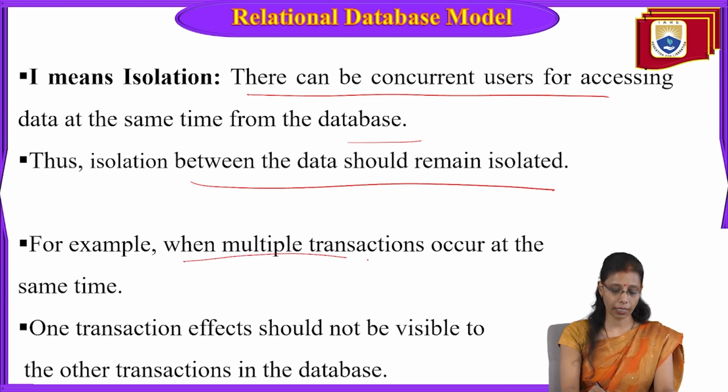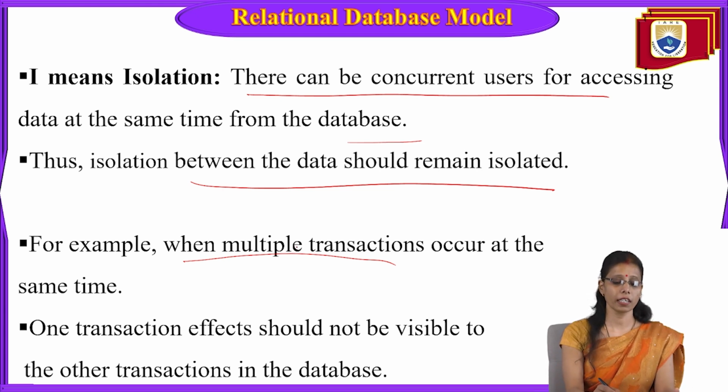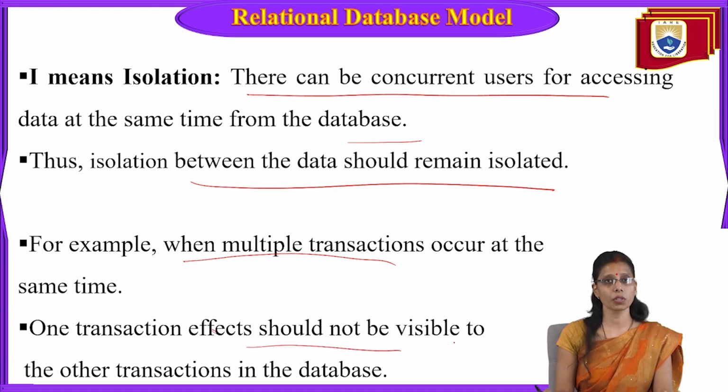For example, when multiple transactions occur at the same time, what happens? They should be isolated from the main one, right? It should show you the separate transactions here. So data isolation should be there and it should remain isolated. One transaction's effect should not be visible to the other one.